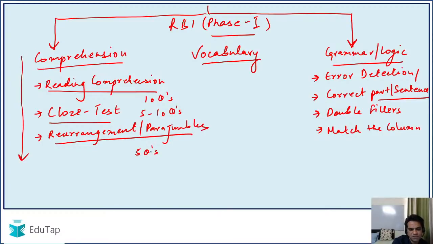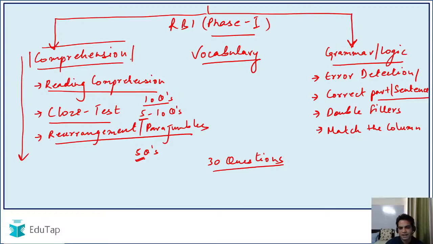So guys, if you have 30 questions for phase 1, and out of 30 questions you get 10 questions for comprehension, let's say 5 for close test and 5 for rearrangement, that means 20 out of 30 questions may fall in this one section which we call comprehension section. It also varies; sometimes they do not give you a rearrangement. What they can do is throw 10 to 15 questions based on this section as well.